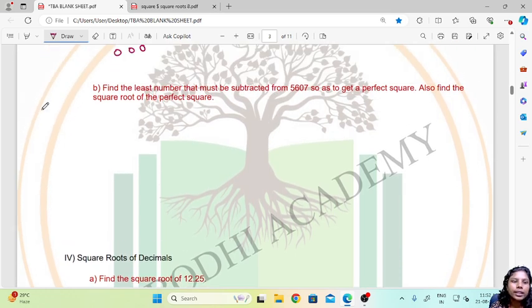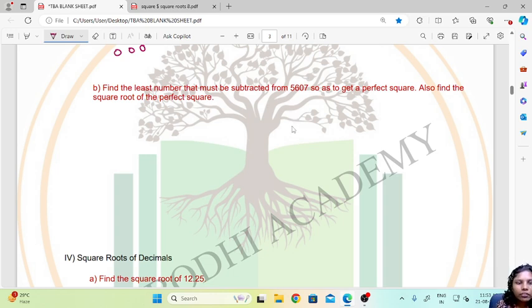Now let's look at this one. Find the least number that must be subtracted from 5607 so as to get a perfect square. Also find the square root of the perfect square. So now what you are saying, this number is not a perfect square. So we have to find how much we have to subtract from this given number so that we get a perfect square, and then you have to find the square root of that perfect square.